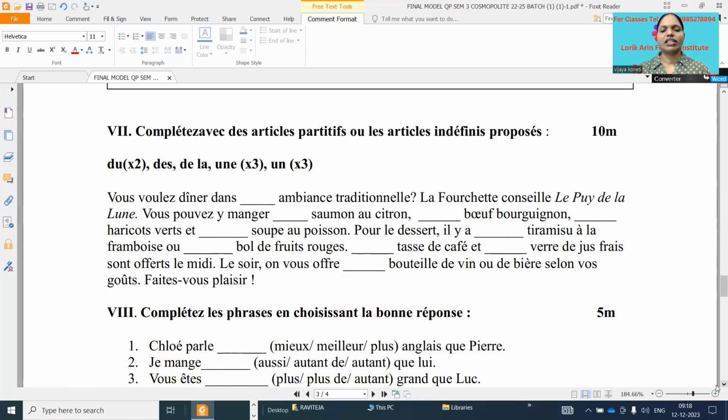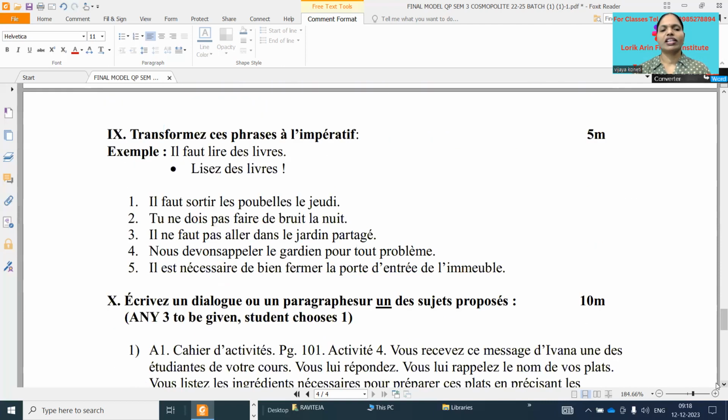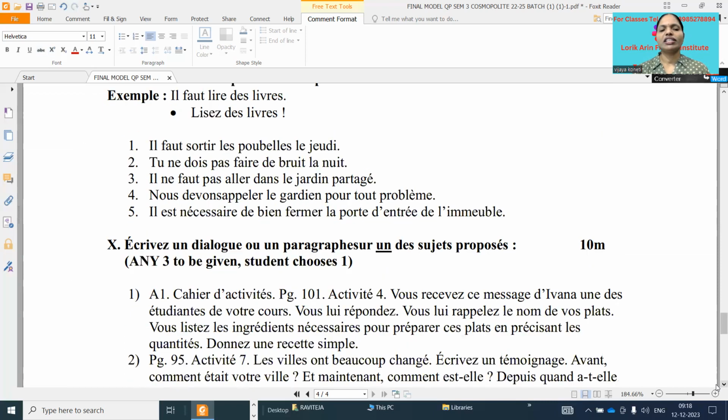And next, eighth bit is "Complétez les phrases en choisissant la bonne réponse." Choose the correct answer to complete the sentences. 5 marks. This is comparative and superlative. And the next one, "Transformez ces phrases à l'impératif." Change these sentences into imperative form. So 5 marks it is. And the 10th one it is.